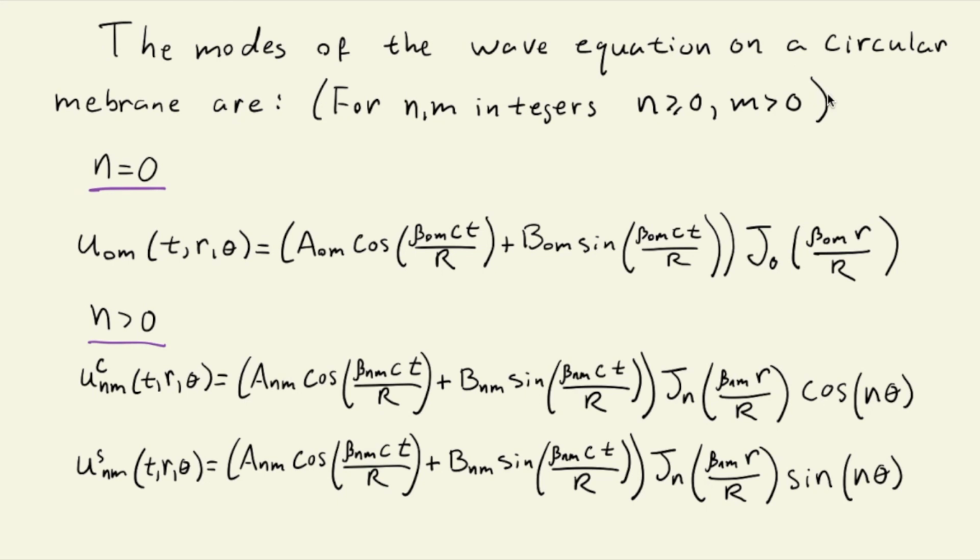The modes of the wave equation. You choose two integers, n and m. N is choosing the frequency of the Q function, so the frequency of these cosines. And m is choosing the zero of the Bessel function that you're going to need. And you get these modes: G times P times Q, G times P times Q, G times P, and Q is 1 in this one.